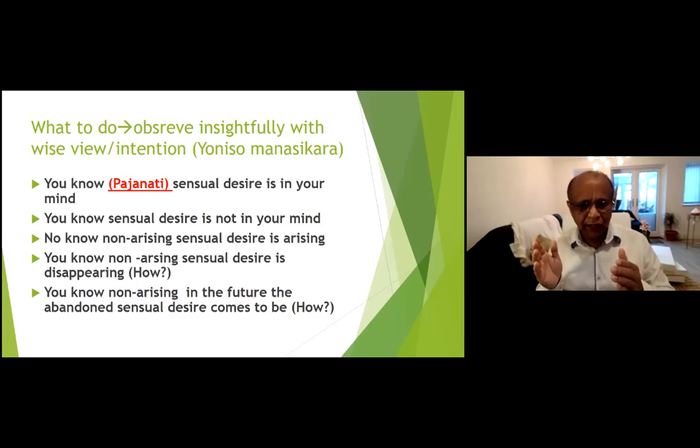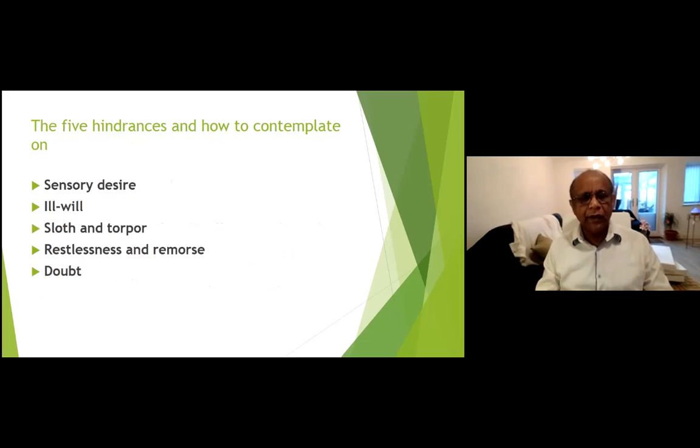And you know non-arising sensual desire disappearing. And you know non-arising in the future, the abandoned sensual desire comes to be. So this is the way we need to contemplate the five hindrances. Now, ill will is also the same. That is the opposite of sensual desire. So then you're going to have anger.